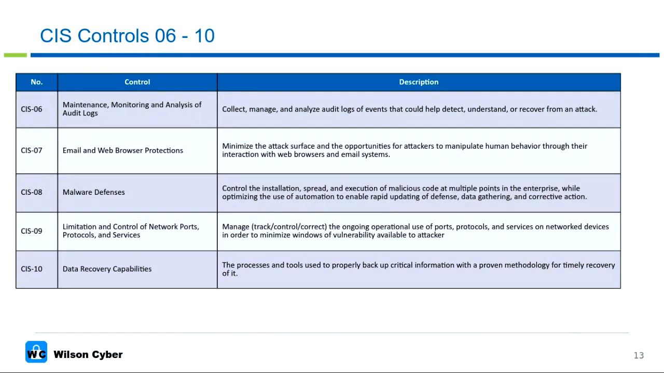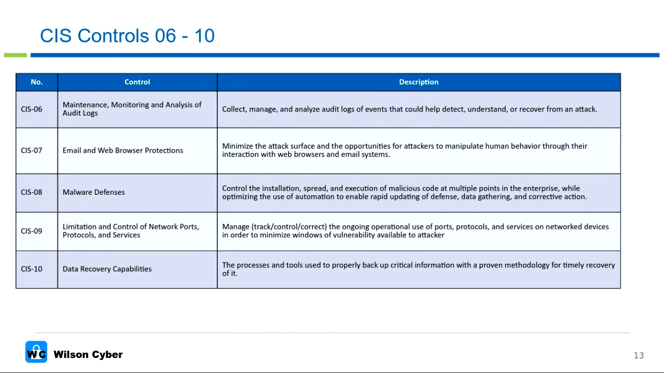Control 7, email and web browser protections. Minimize the attack surface and the opportunities for attackers to manipulate human behavior through their interaction with web browsers and email systems. Control number 8, malware defenses. Control the installation, spread, execution of malicious code at multiple points in the enterprise while optimizing the use of automation to enable rapid updating of defense, data gathering, corrective action.